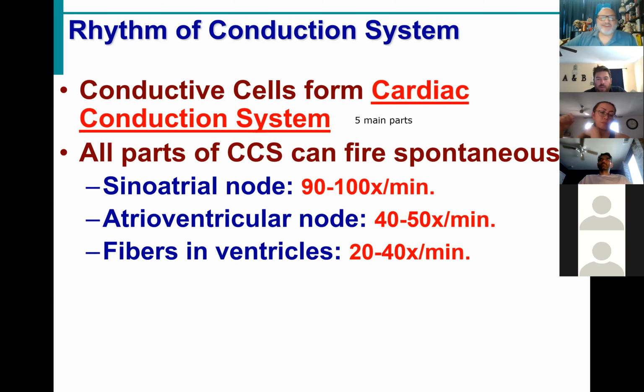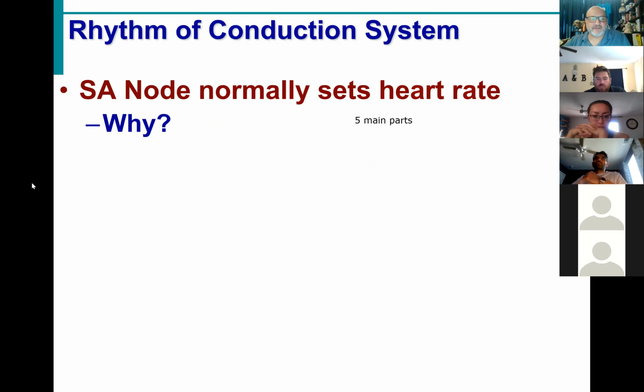And there are other additional fibers in the ventricles that have a spontaneous rate as low as 20 to 40 beats per minute. That's probably not enough to keep you alive, but they have this spontaneous rate. So the spontaneous rate can vary pretty dramatically between the regions of these. Now, not surprisingly, it is the sinoatrial node, which after you've written that out once on an essay question, you can abbreviate it the SA node, that normally sets our heart rate.